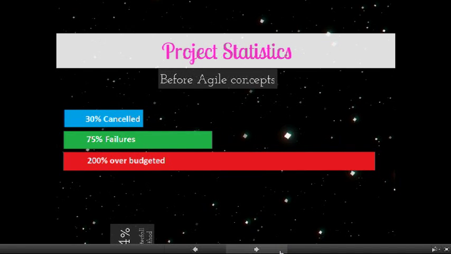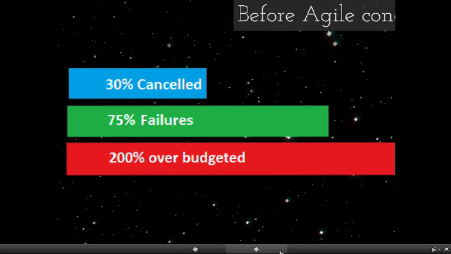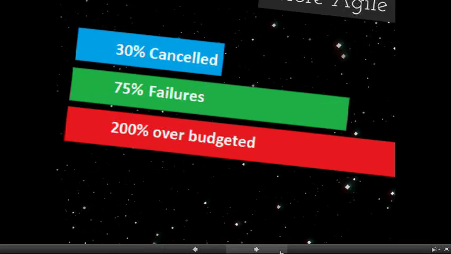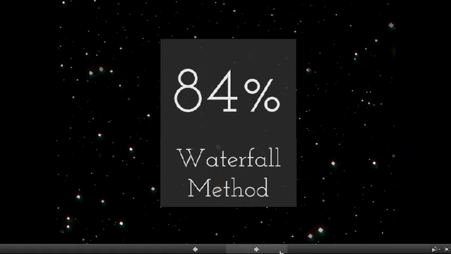31% of the software development projects were cancelled by the client. 75% of the projects were considered failures by the same people who developed it. 50% of the projects, that means 1 in 2 projects, went over 200% over budget.